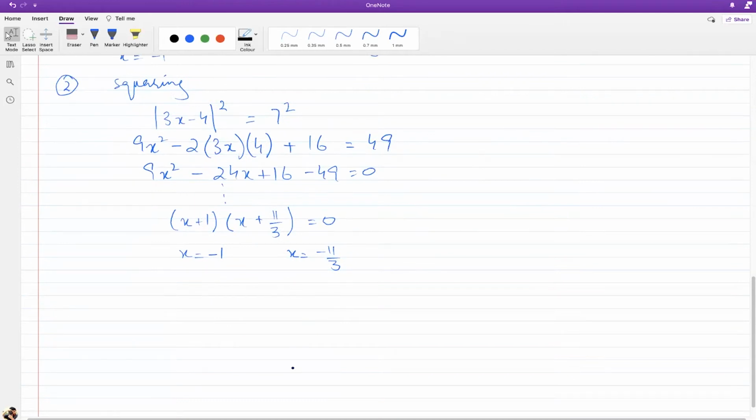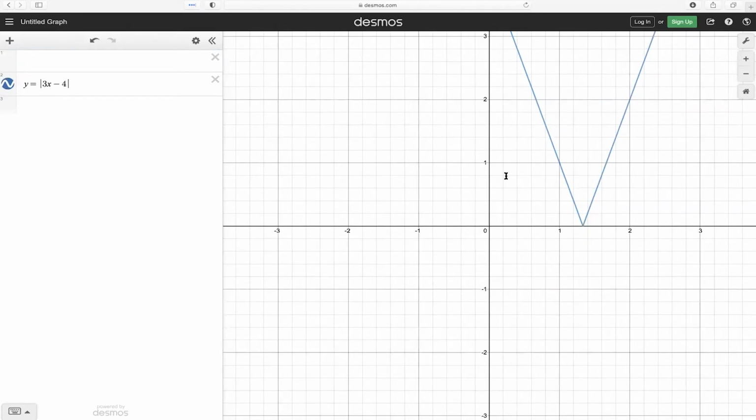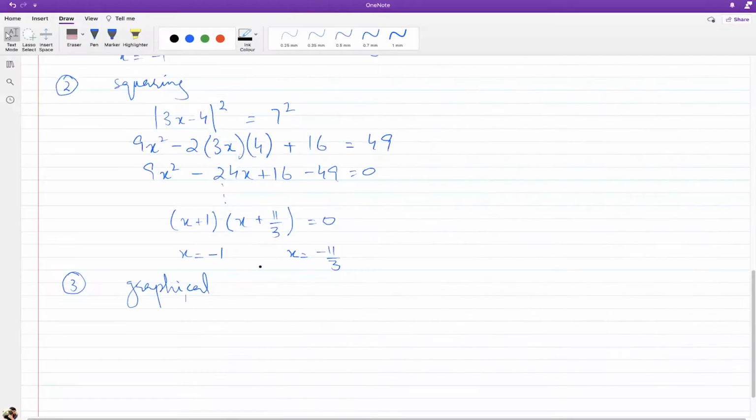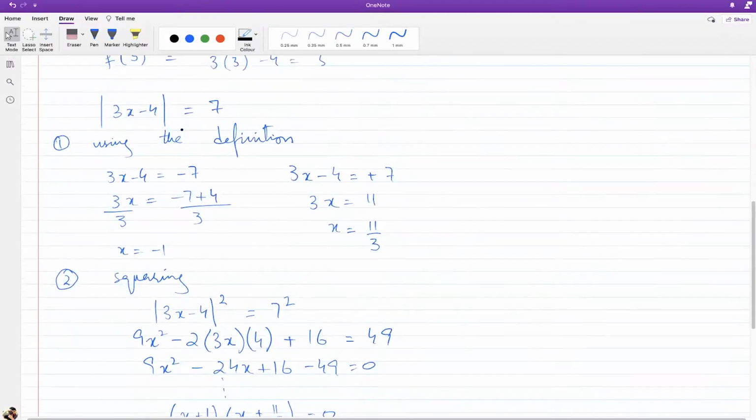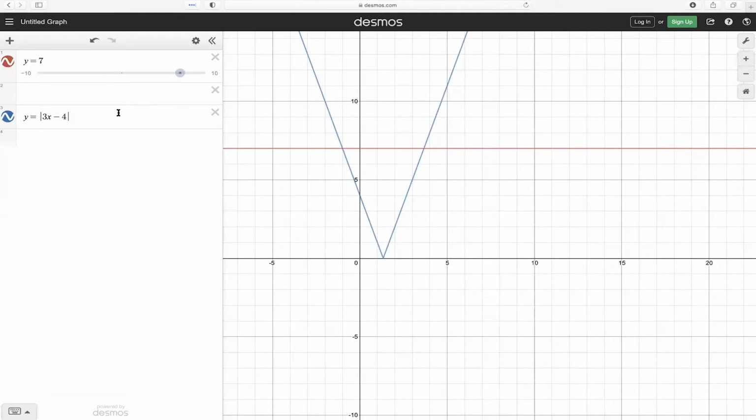The third method that we have, that is graphical. Graphical method simply means that you take the equation 3x minus 4 modulus, so we draw the graph of it, and then on the other side you draw the graph of y equal to 7. Because look at what your graph is: on one side you have 3x minus 4 modulus, on the other side you have 7. So you will draw the graphs of two lines.